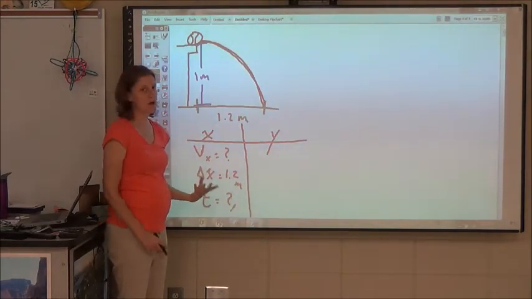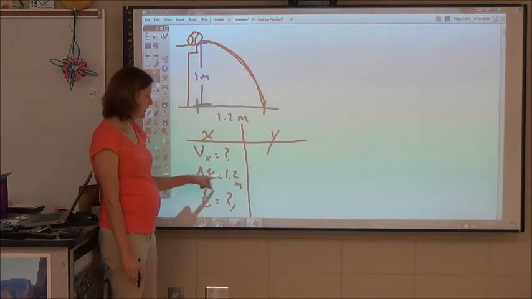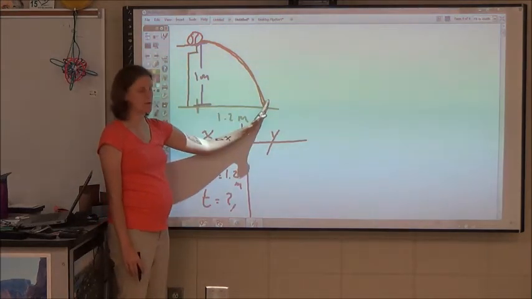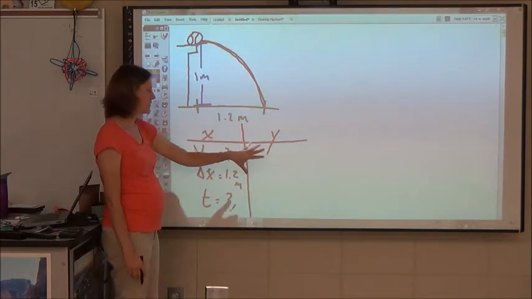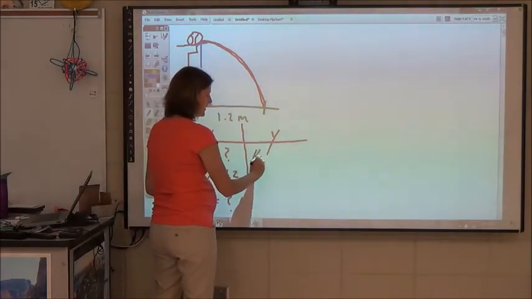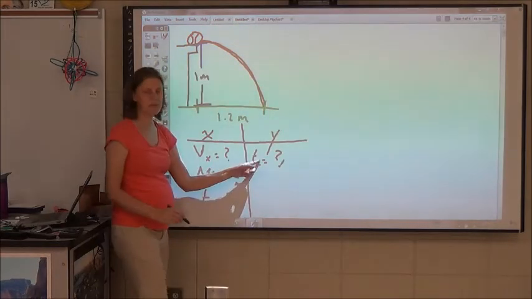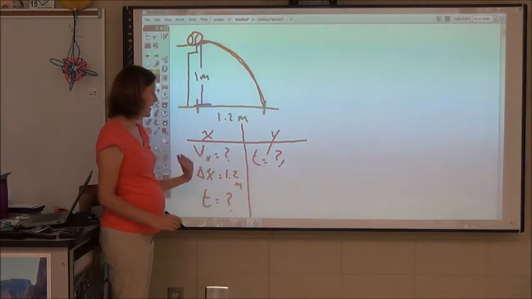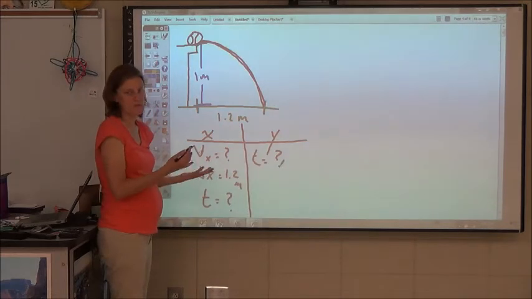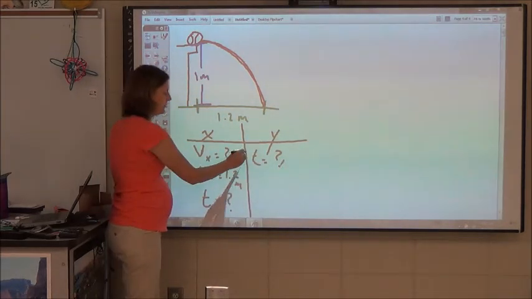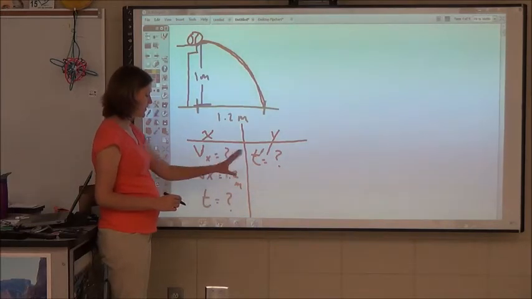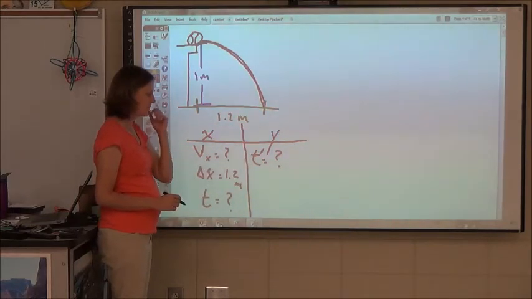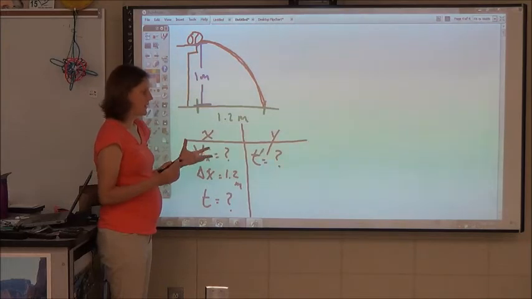And time is not a vector. So in the same amount of time it takes to go 1.2 meters to the right, it is also falling down 1 meter. Those times correspond. So if I can find the time vertically, I can find the time horizontally because they're the same, and I can solve my horizontal problem. All right, so I'm stuck for the moment in the horizontal direction, but let's go ahead and solve for what I know in the vertical direction. Or what do I know in the vertical direction?